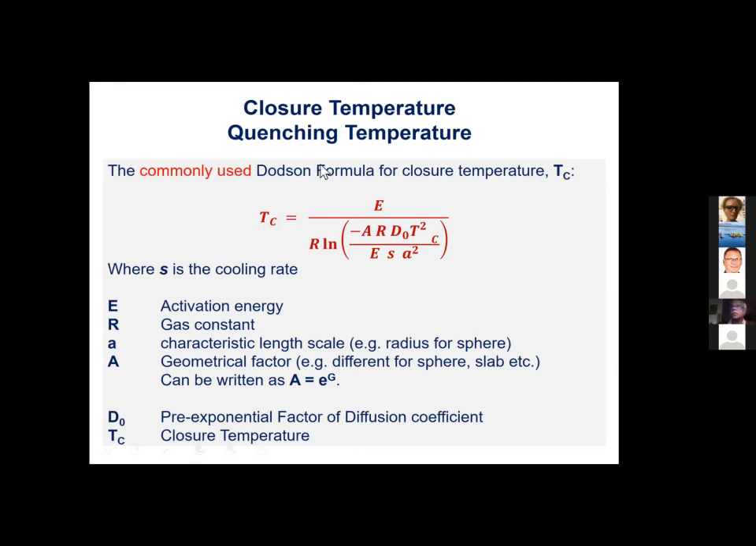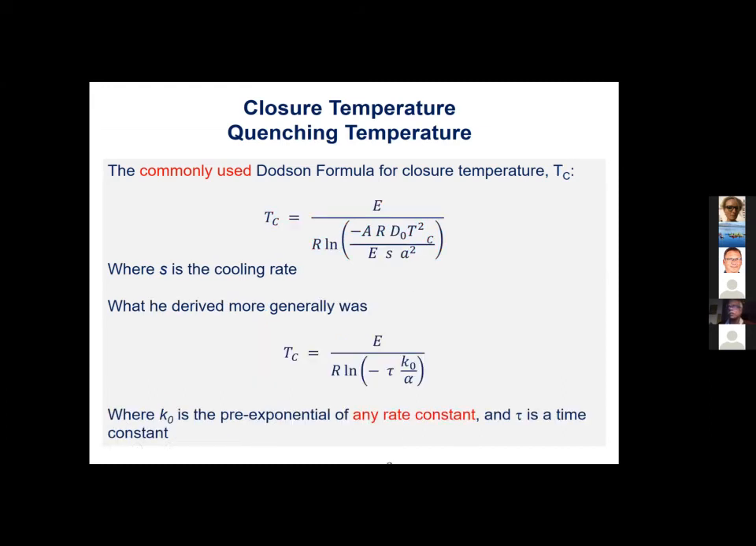And what I've put up here is the classic Dawson equation, the form in which it is used most commonly. You have a diffusion rate that goes in here, you have a grain scale, cooling rate, and so on and so forth. Now, the first thing I want to point out is that Dawson did not actually derive that right away. What he derived more generally was the thing at the bottom. And he derived that for a time constant and a rate constant K0, which applies to any kinetic process.